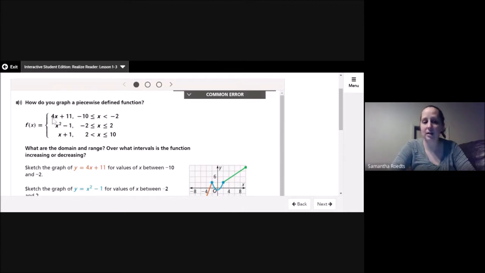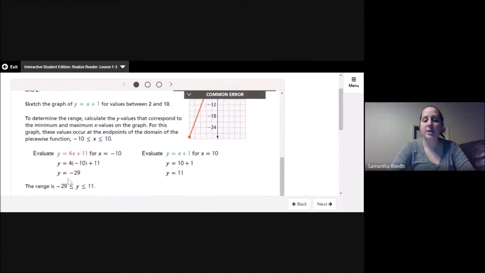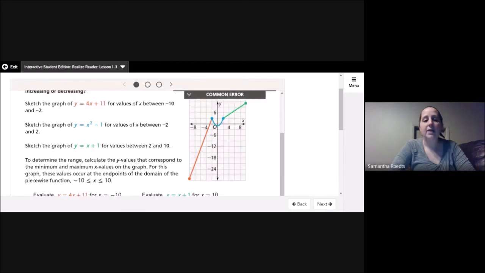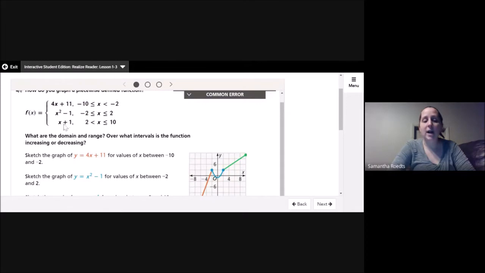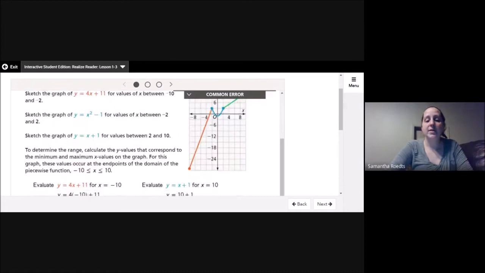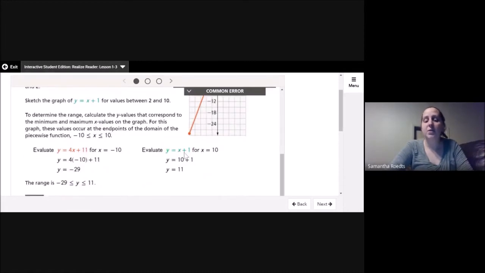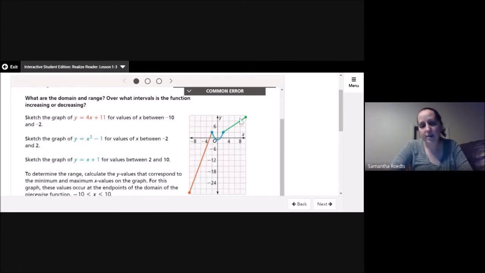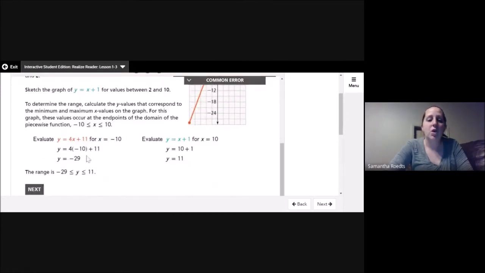I substitute -10 in and solve, which gives me -29. So as I can see, -10 is down here near -29, okay? And then 10 was my maximum, and that was for x plus 1. Okay, so I substitute 10 in for the x plus 1. Well, 10 plus 1 is 11. I can see when I graph, here's 10. Okay. So the range is -29 is less than or equal to y, which is less than or equal to 11.